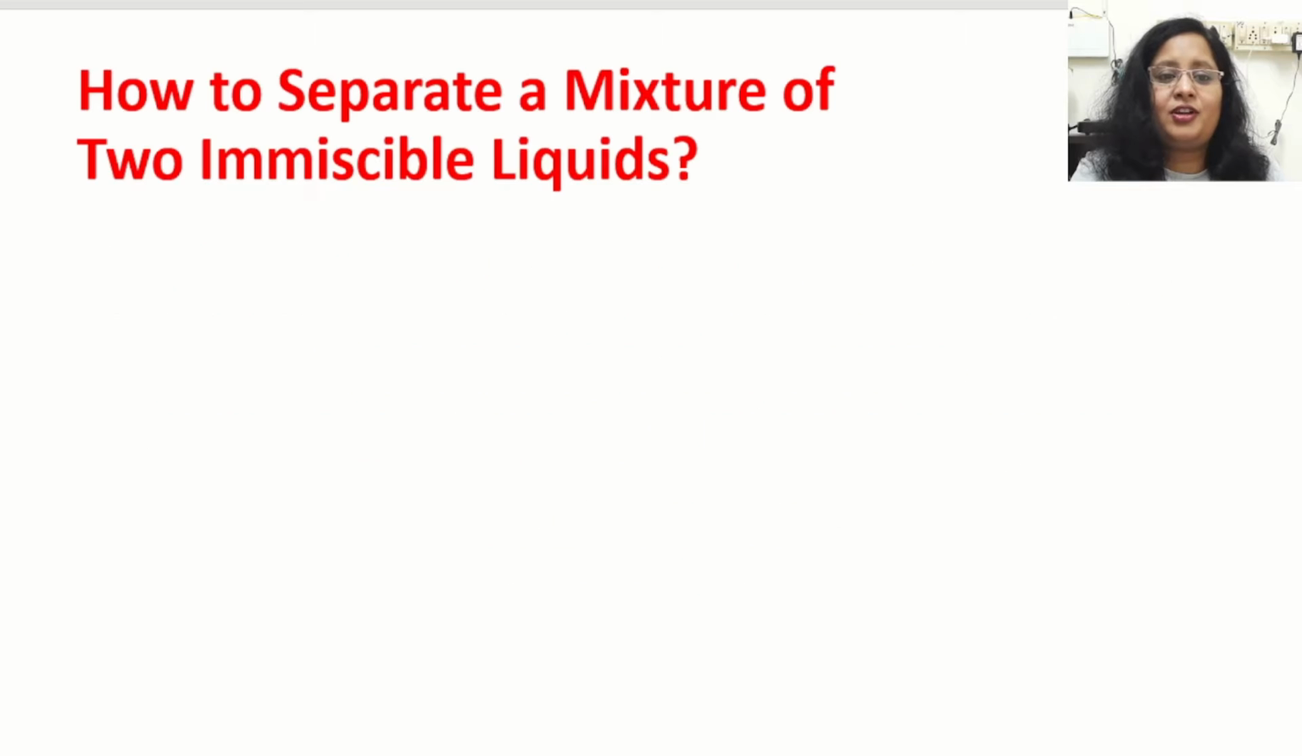So, friends, what is an immiscible liquid? Before learning the separation method, we should know about immiscible liquids. The definition is: two liquids which are not mixed properly are called immiscible liquids.